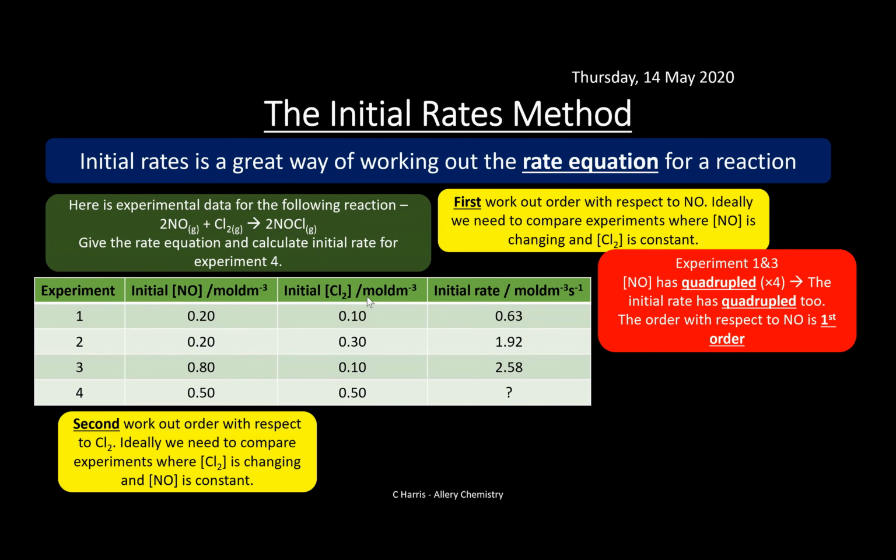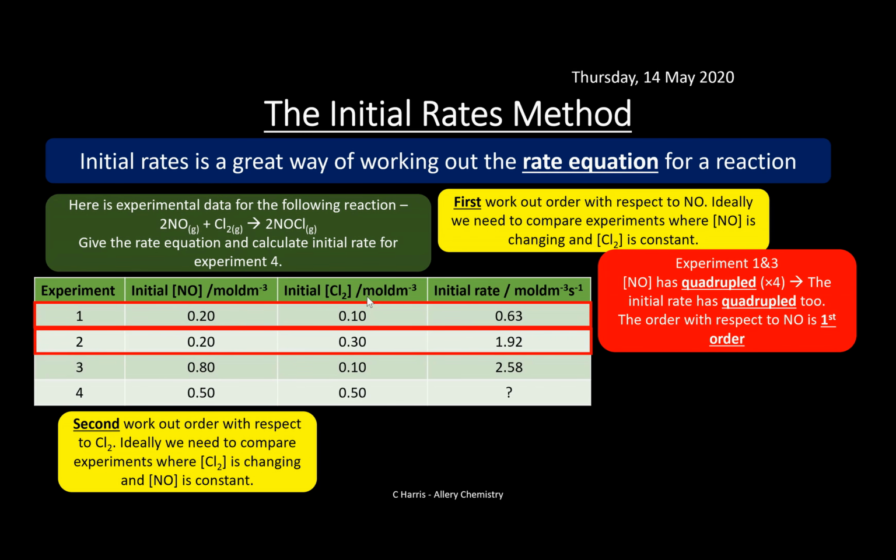Okay, so secondly, what we need to do is work out the order with respect to Cl2. And ideally, again, we need to compare experiments where chlorine is changing, but the concentration of NO is remaining constant. So the examples we can use here is number 1 and number 2, because the concentration of NO, as you can see, isn't changing here, but the concentration of chlorine is.